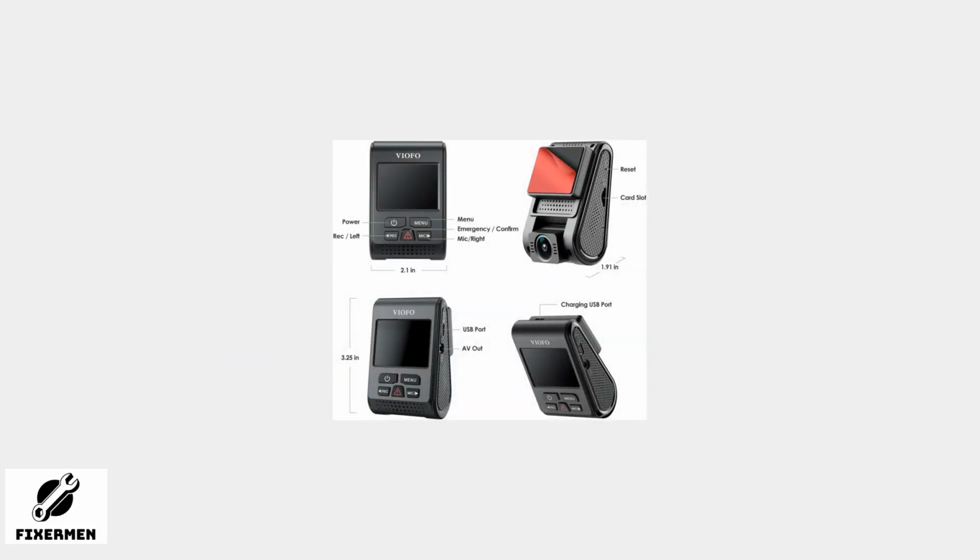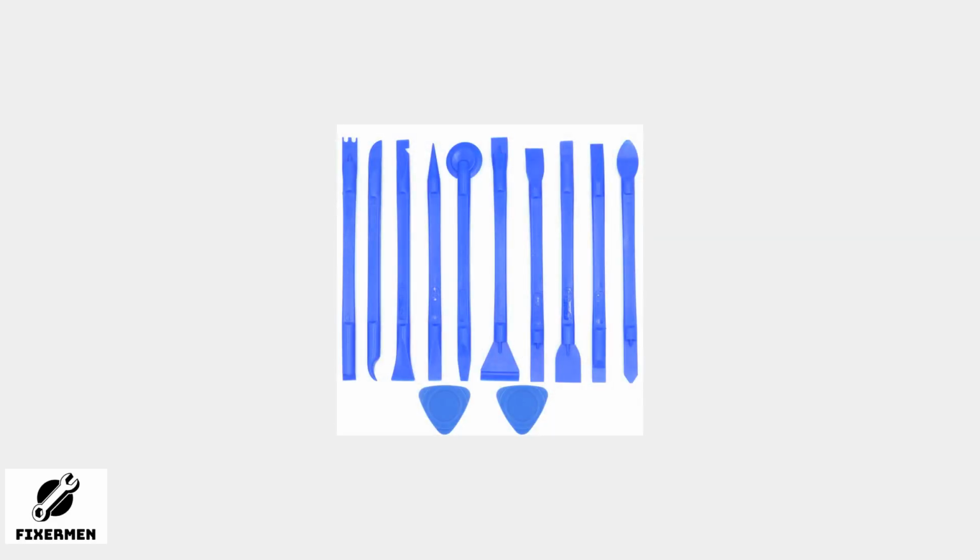Begin by examining the Viofo A119 V3 dashcam. This is the device we'll be disassembling to access the RTC battery. You'll need plastic opening tools to carefully pry open the casing without damaging the device. These blue tools are specifically designed for electronics disassembly.